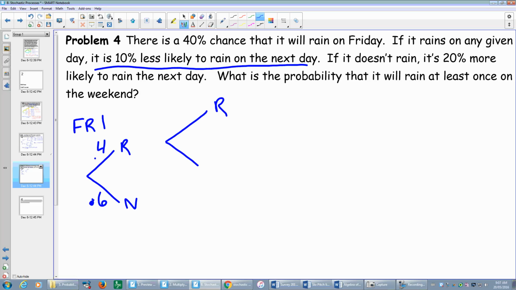If it rains on Friday, what is the probability that it will rain on Saturday? What do you think, Scott? 0.3, which leaves the percentage to not rain as what? 0.7. Are we okay with that?